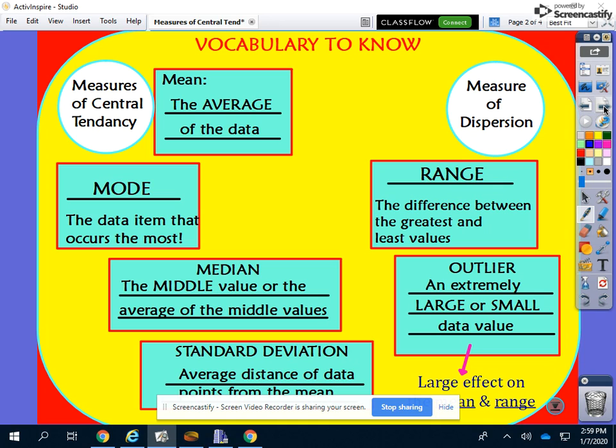The next term is the term range. The range is the difference between the greatest and the least values. So you will subtract the smallest from the largest data point. The last term you need to be familiar with is an outlier. An outlier is an extremely large or extremely small data value. An outlier has a large effect on the mean as well as the range.